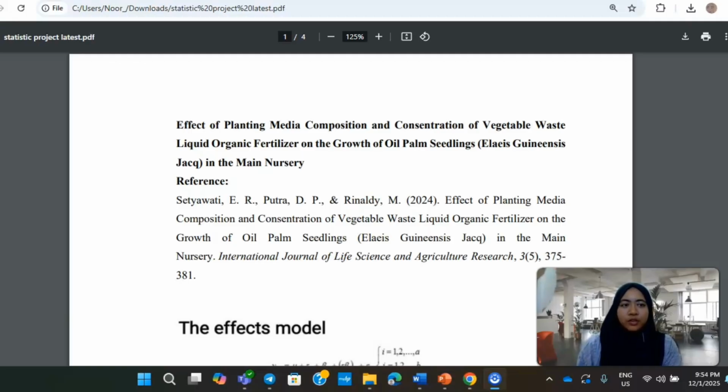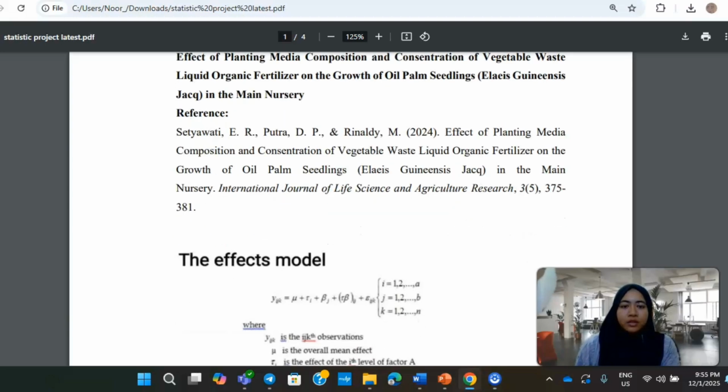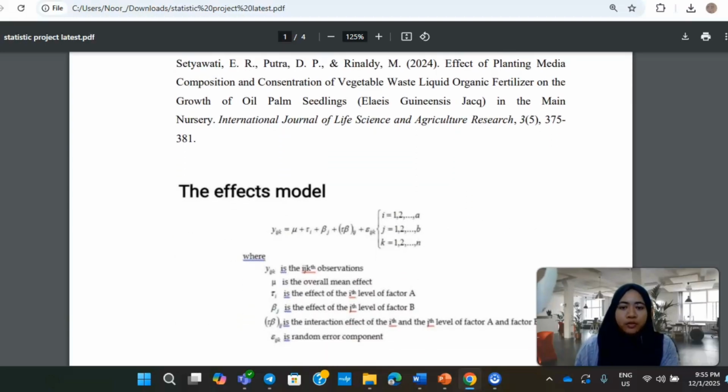Last but not least, two-factor factorial design. I chose a study from 2024 about the effect of planting media composition and concentration of vegetable waste liquid organic fertilizer on the growth of oil palm seedlings. The effect model used for two factors is Yijk equals mu plus tau i plus beta j plus tau beta ij plus eijk, where i refers to factor A, j refers to factor B, and k refers to the replicate sample.